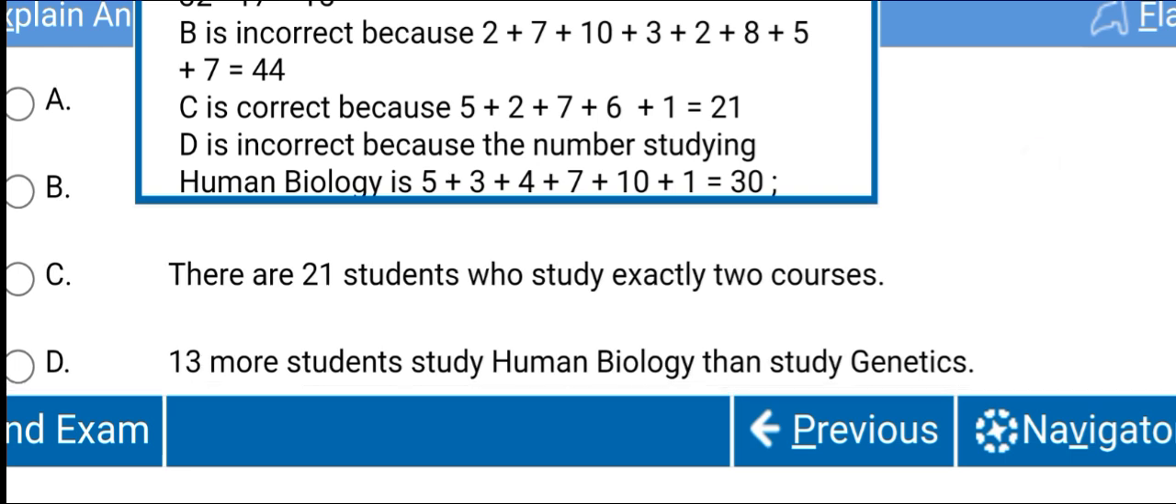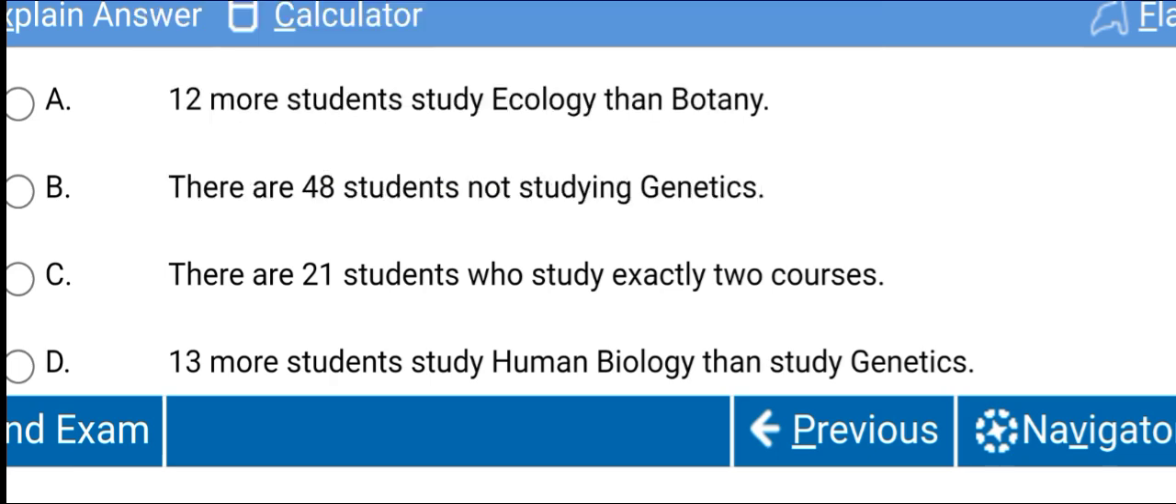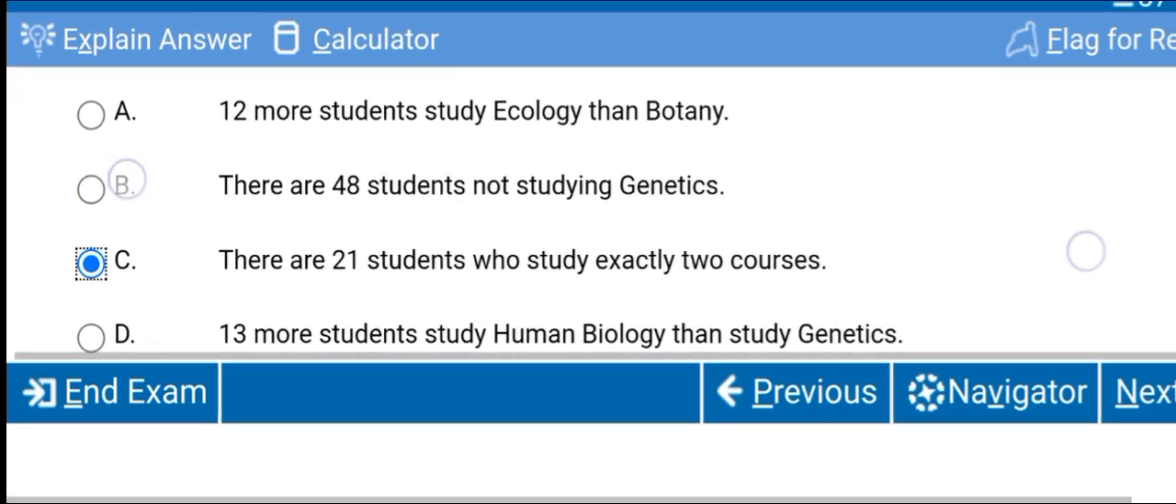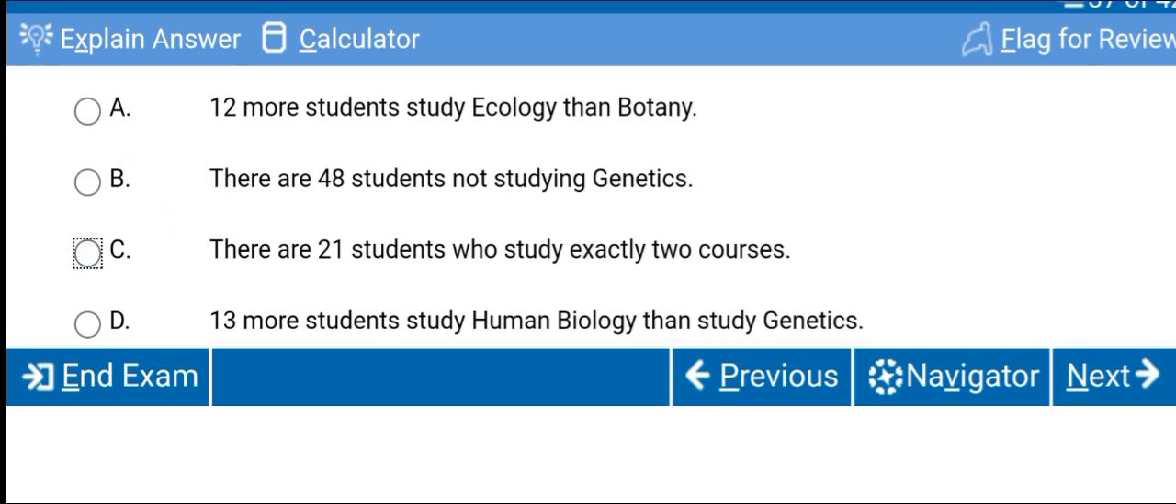C is correct because 5 plus 2 plus 7 plus 6 plus 1 equals 21, which is the exact number that is given in the option. D is incorrect because the number studying human biology is 5 plus 3 plus 4 plus 7 plus 10 plus 1 equals 30. So here the correct option is option C, which says there are 21 students who study exactly two courses.